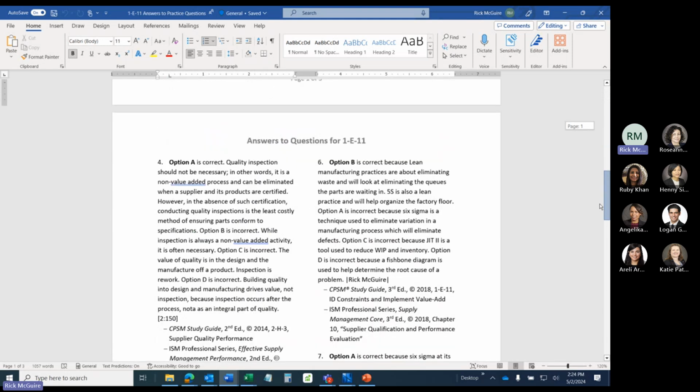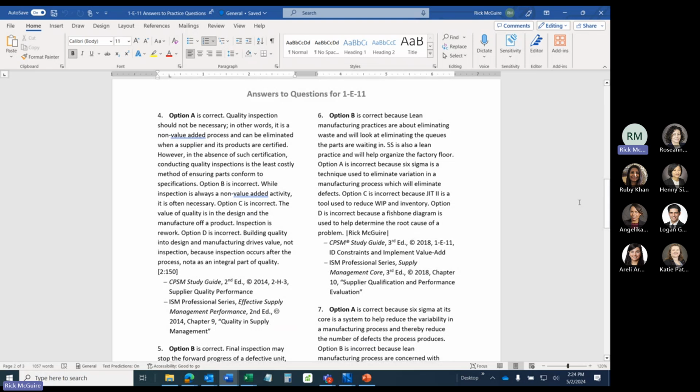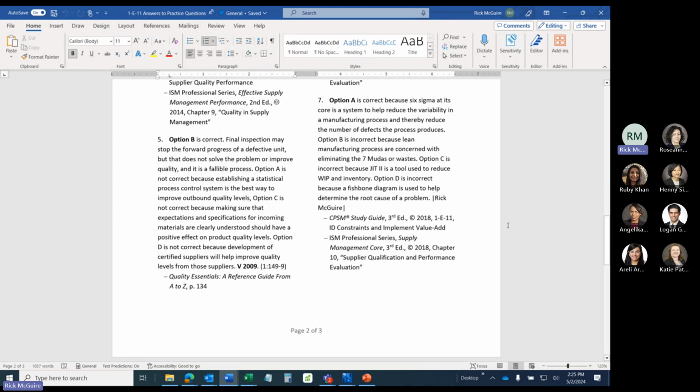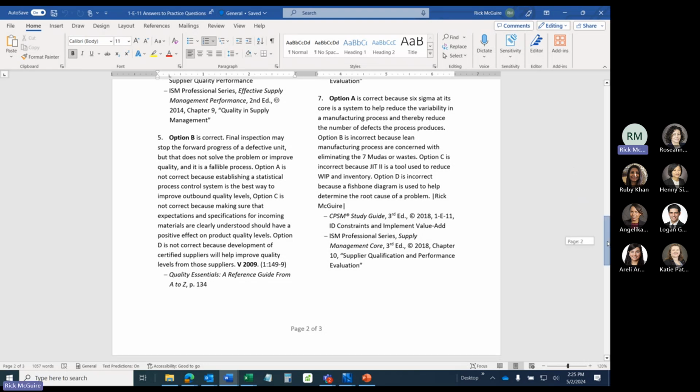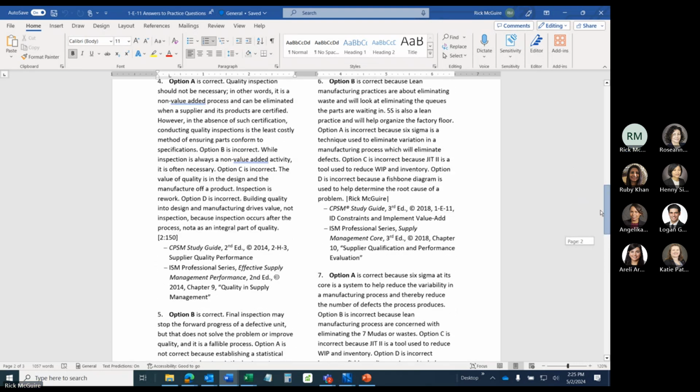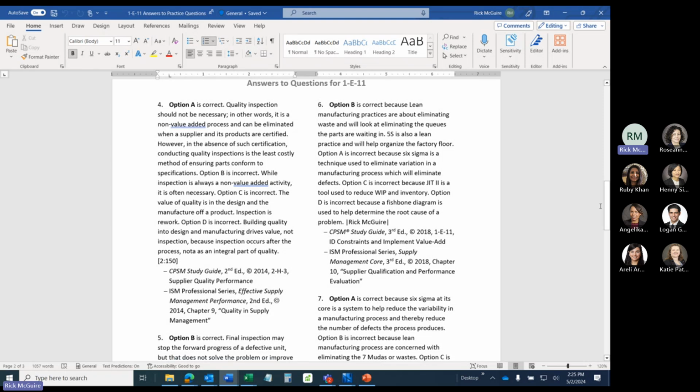4 is Alpha. Quality inspection should not be necessary. In other words, it is a non-value added process and can be eliminated. And 5 is Bravo. Final inspection may stop the forward progress of a defective unit, but that does not solve the problem. Adding more final inspection is never a solution. Or retraining. Your suppliers will tell you that they're retraining. That's not a solution either.